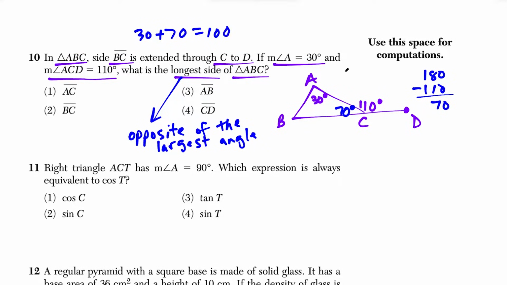So now what we could do is just subtract 100 from 180. So if we do 180 minus 100, that tells us the missing angle over here, angle B, is 80 degrees. So now let's focus on this big idea. The longest side is opposite of the largest angle. So the largest angle is angle B. And if we go across from angle B, notice that this points to side AC. So side AC is going to be the longest side of triangle ABC.